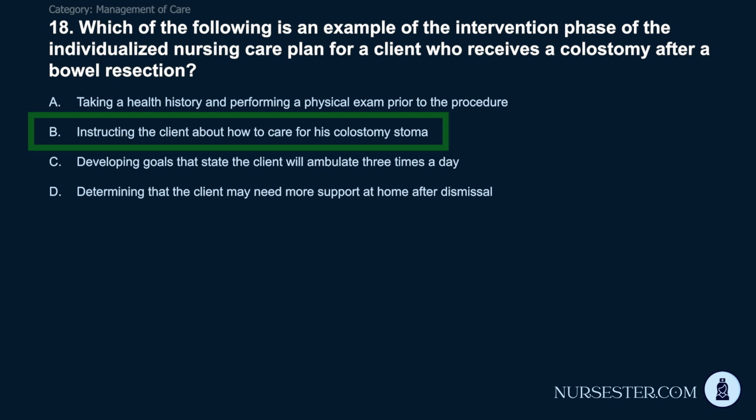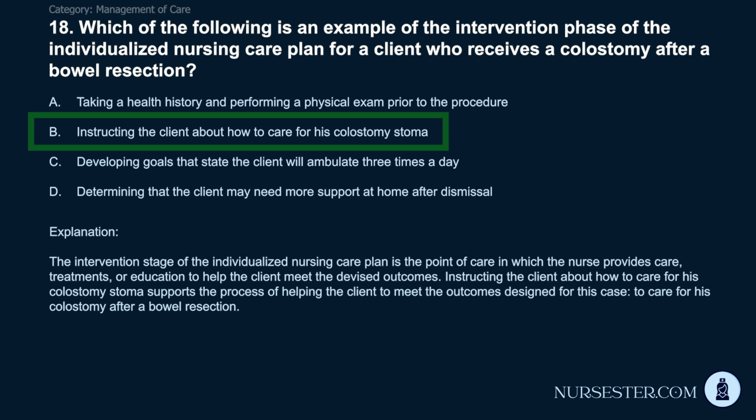Correct answer: B. Instructing the client about how to care for his colostomy. The intervention stage of the individualized nursing care plan is the point of care in which the nurse provides care, treatments, or education to help the client meet the devised outcomes. Instructing the client about how to care for his colostomy supports the process of helping the client to meet the outcomes designed for this case, to care for his colostomy after a bowel resection.